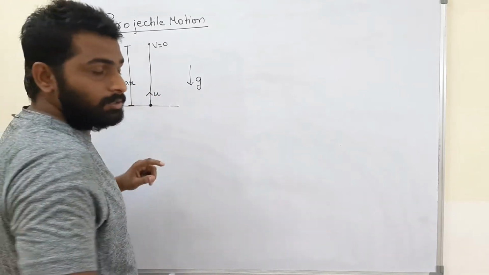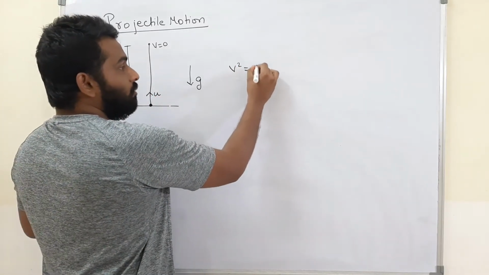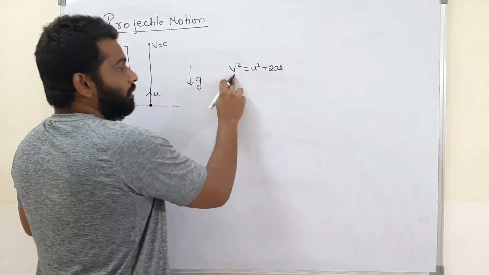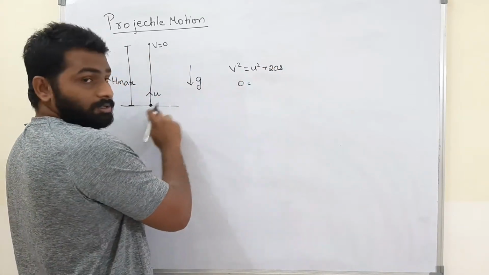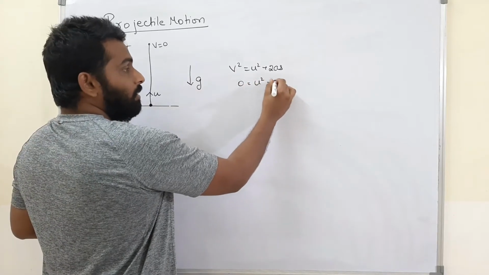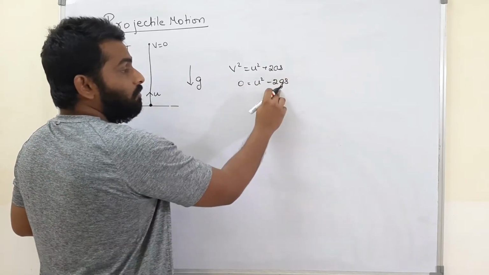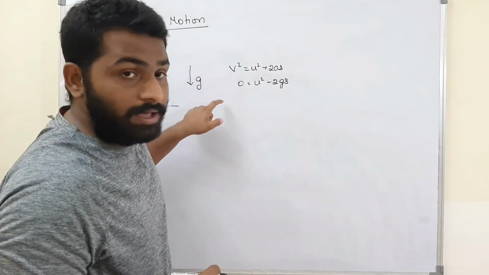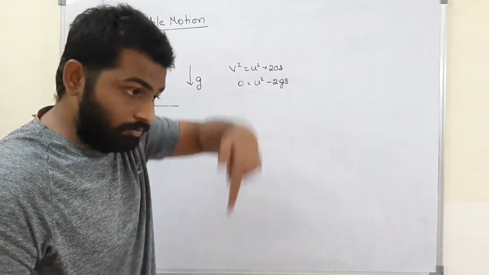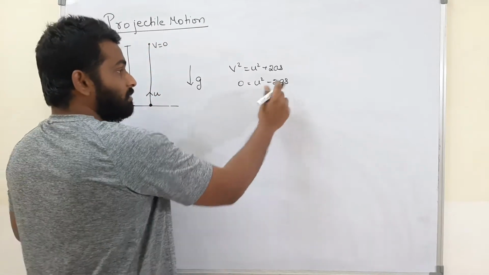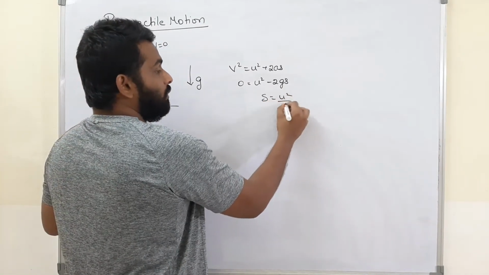Now, how can I find this maximum height? v squared is equal to u squared plus 2as. What is the final velocity at the maximum height? 0. What is the initial velocity? u. So 0 equals u squared minus 2gs. Why did I write minus? Because the acceleration due to gravity is along the negative y-axis, downwards, therefore I should take minus. Therefore, s is equal to u squared by 2g.